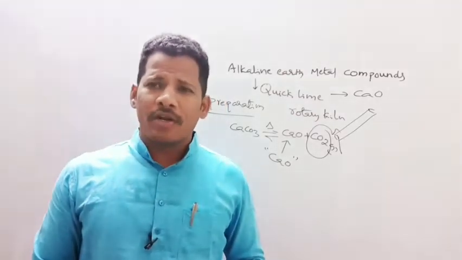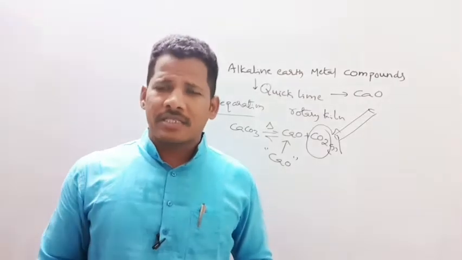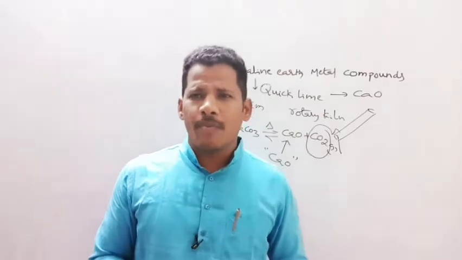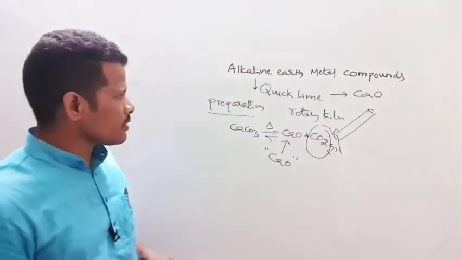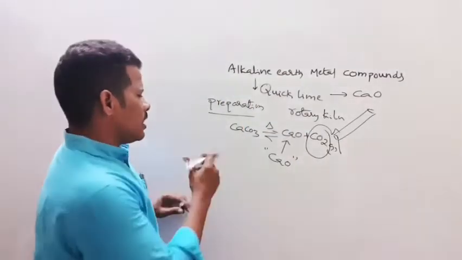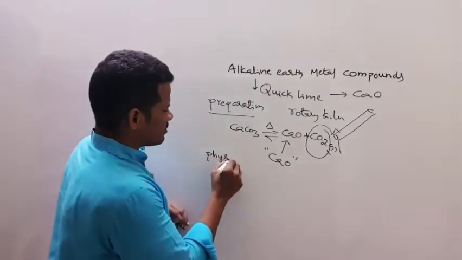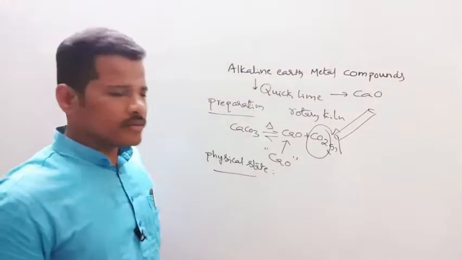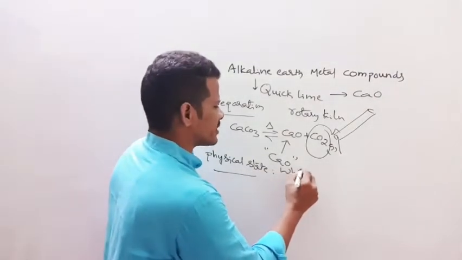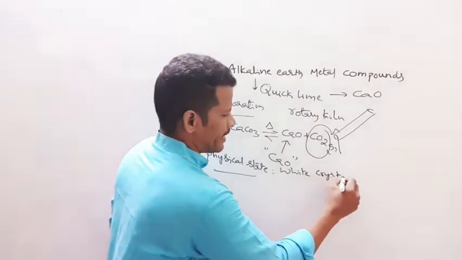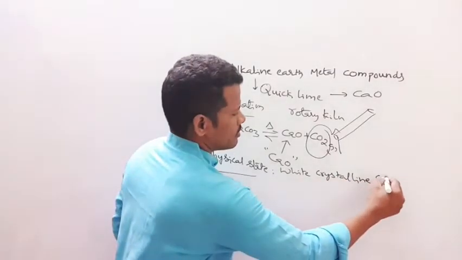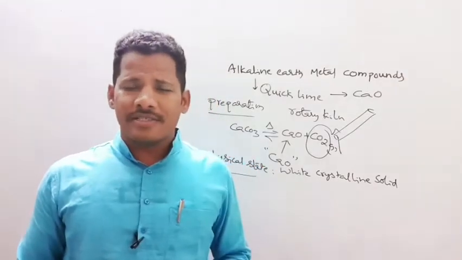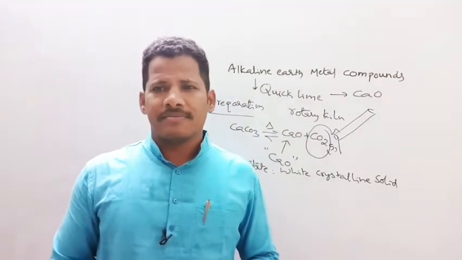It is very important, and its applications are in the construction of buildings. We use cement, and in that cement the major composition is quicklime. Right. So this is about preparation. Now coming to the physical state. Calcium oxide is a white crystalline solid, and it is sparingly soluble in water. Lime dissolved in water is sparingly soluble, and it looks like milk.